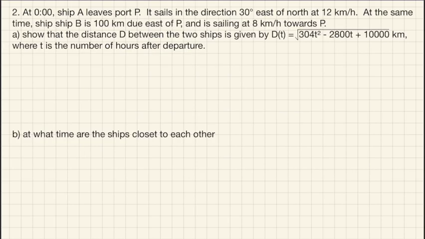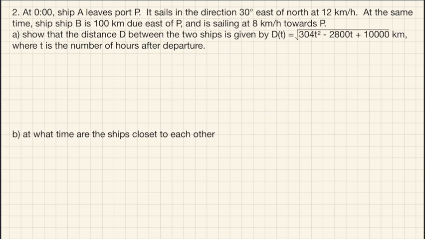Question 2. At 0 o'clock, ship A leaves port P. It sails in the direction 30 degrees east of north at 12 kilometers per hour. At the same time, ship B is 100 kilometers due east of P and is sailing at 8 kilometers per hour towards P. Part A.